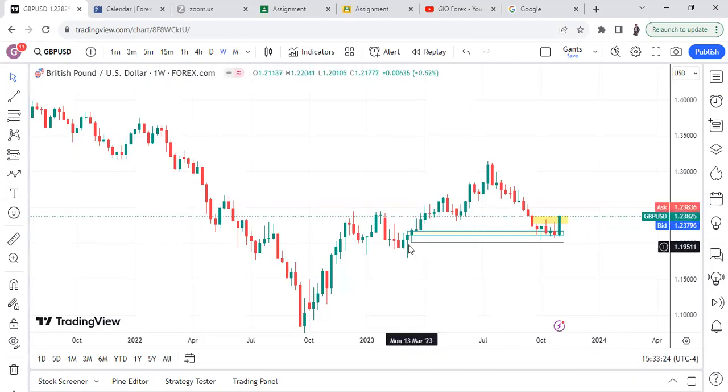So after that, all these lows and this inefficiency area will now be traded. So for now, we are bullish on GBP USD, and I've applied the levels. Please take note of those levels as you trade.